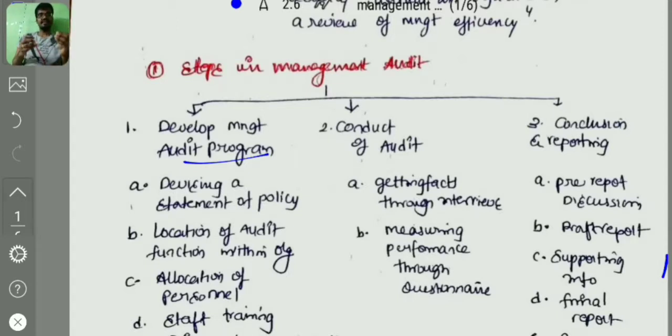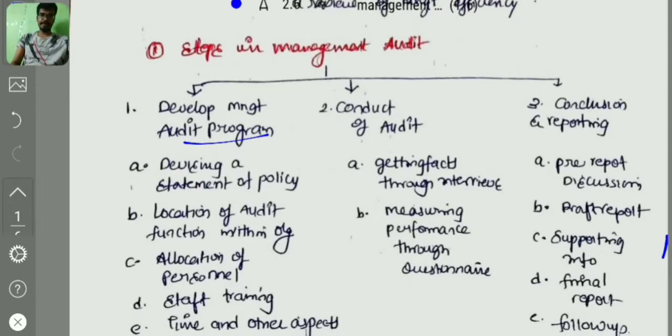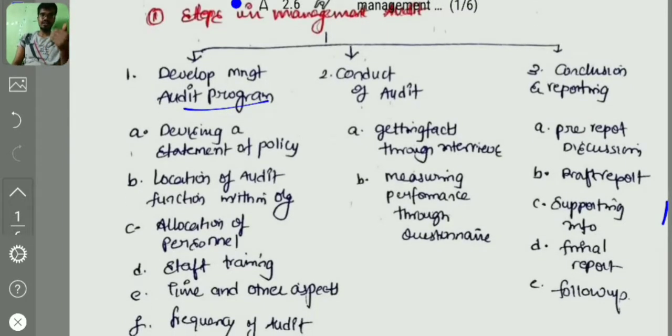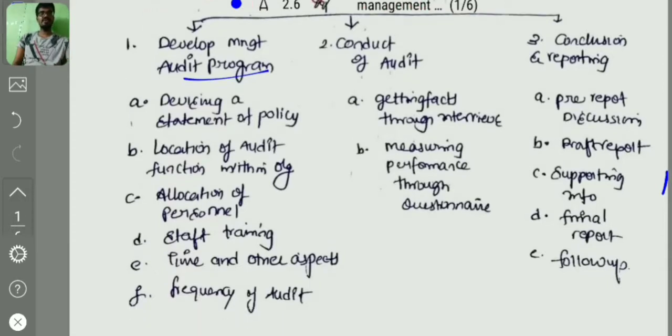What does that mean? For example, where is the position of the management auditor situated in the hierarchy of the organization structure? That point should be checked. And the next point is allocation of personnel. In the management audit team, there will be personnel having some prescribed qualifications and experiences. They should be properly allocated to the particular job based on the nature, timing, and extent of that particular item. Next one is staff training. Staff training should be given regularly to maintain professional competence. Next point is time and other aspects. What is the time and what is the cost involved for conducting a management audit should be decided. Next one is frequency of audit. This should be based upon the agreement between the management and the management auditor.